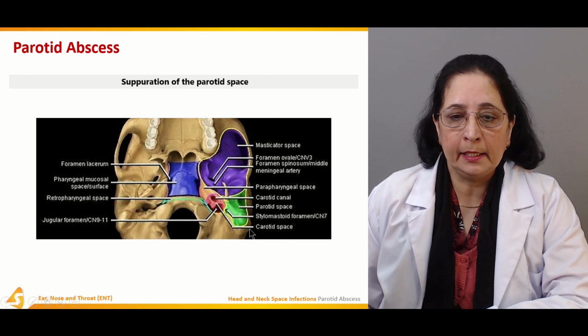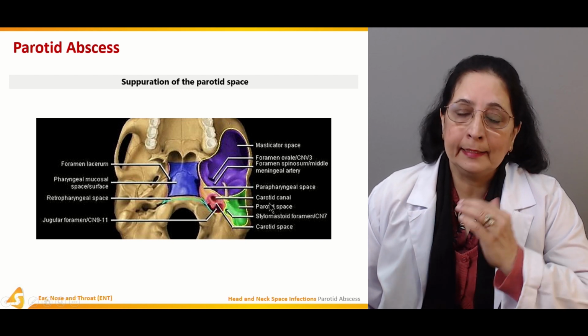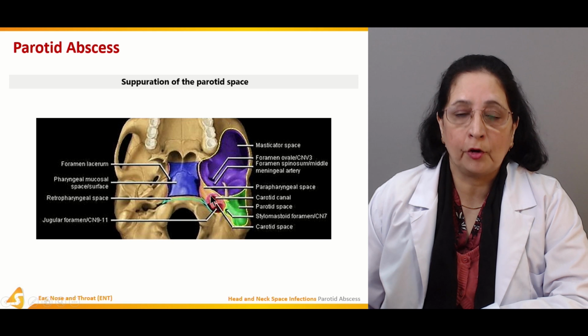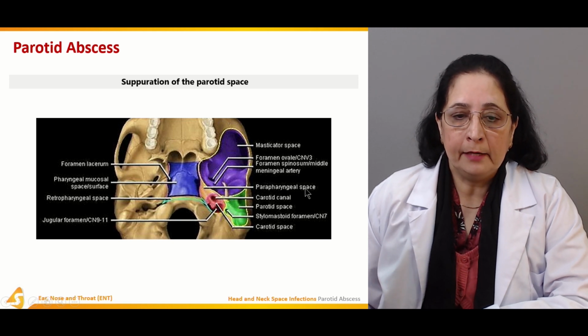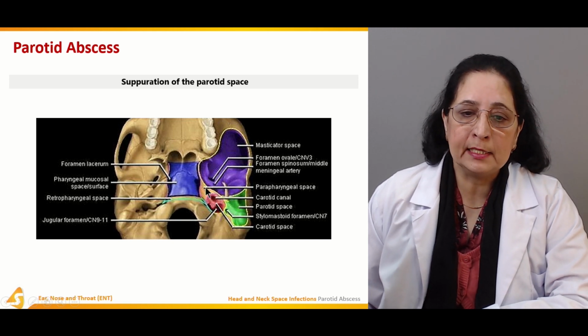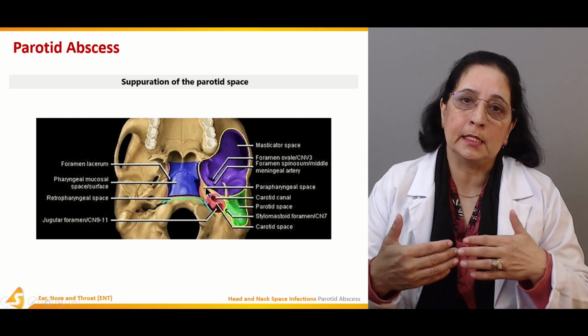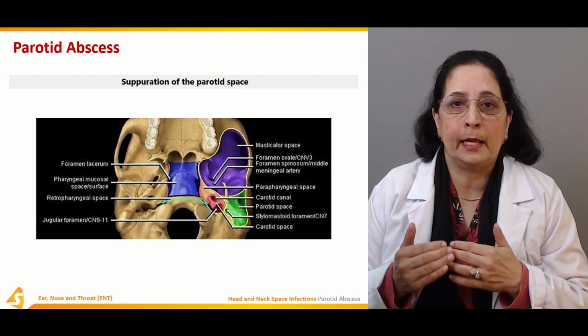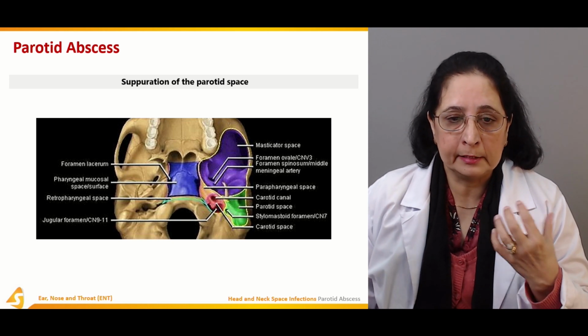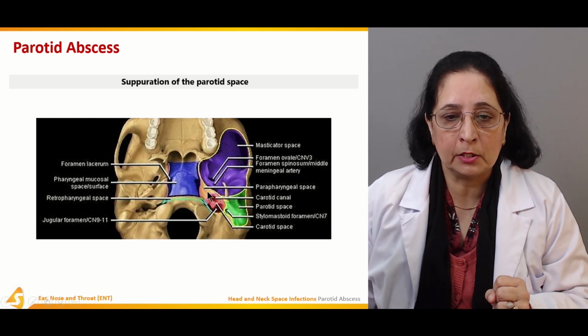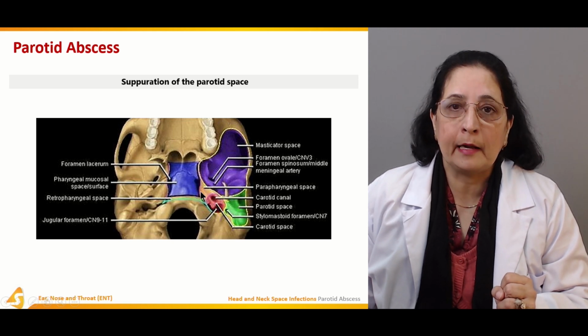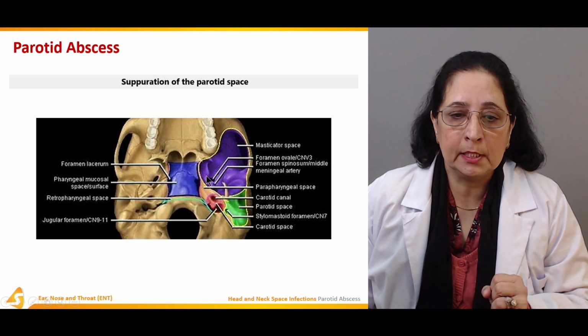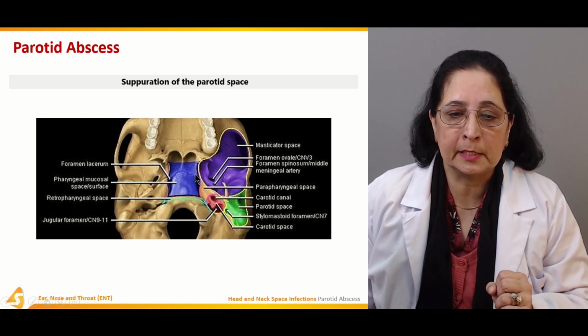Then this is the carotid space. This is the carotid canal for the carotid artery. Then we have parapharyngeal space. So when we discuss the parapharyngeal abscess and the retropharyngeal abscess, here you can see actually the abscess of this parapharyngeal space is the parapharyngeal abscess. So this is the parapharyngeal space.